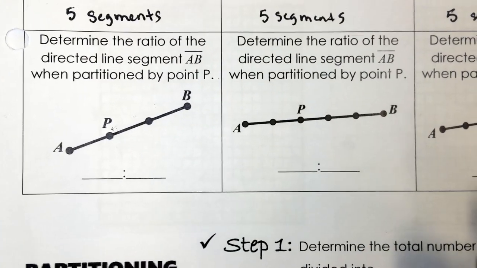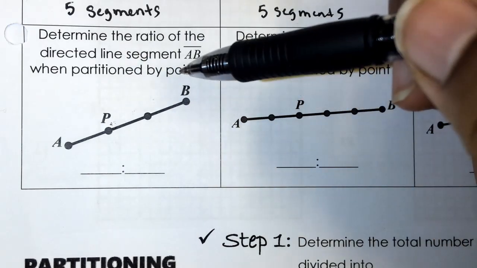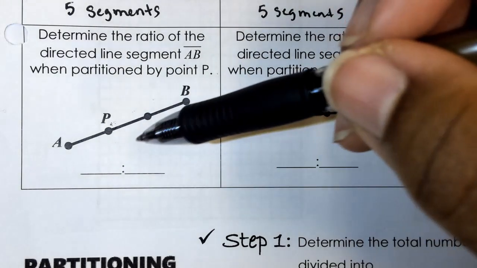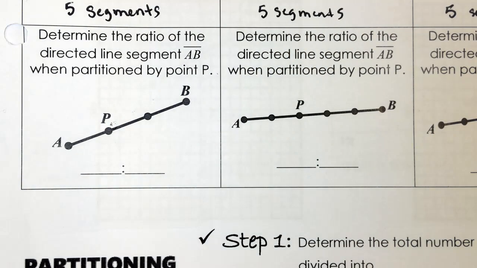Nikita, on this one, it says determine the ratio of the directed line segment AB when partitioned by point P. They already did the partitioning for us. They just want to know what the ratio would be. And just look at it. Tell me the ratio. It should be simple.